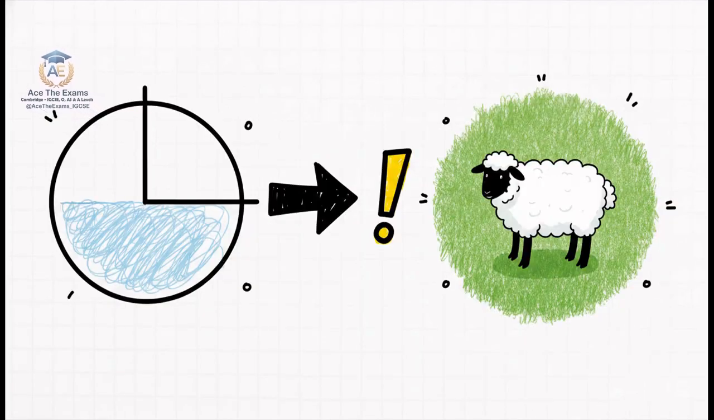And warning number 3, which is honestly a massive mark dropper, the context disconnect. This means providing answers that are completely isolated from the actual scenario given in the paper. Let's set up a quick scenario in your head. Imagine a word problem where the sector area represents a physical field where a farmer's sheep are grazing.